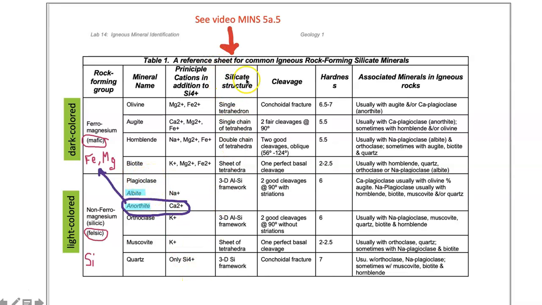The next column talks about the silicate structure, and this is also not something you can see in a hand sample. I talked about silicate structure in the video called MINS 5A.5, so if you want to remember where I introduced that concept, that's where I did. And then this is just repeating some of the information in the main tables, the cleavage and hardness details. And then this is associated minerals that occur in igneous rocks. So again, this is a bit of a preview of what we're aiming towards next, because by mastering the igneous minerals, we're going to move on to rocks and look at these minerals and how they associate with each other in certain rock types. So that's table 1.